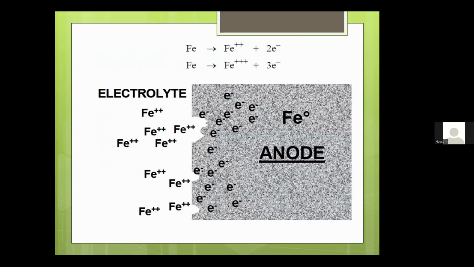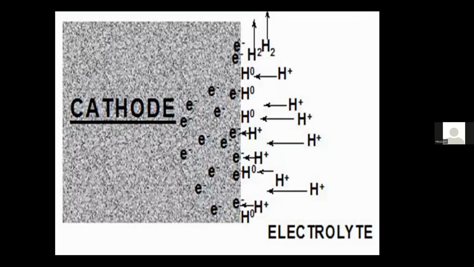This shows the oxidation of iron. The iron atom could be oxidized to form ferrous ion plus 2 electrons or ferric ion plus 3 electrons. Also at the cathode, the reduction reaction happens and hydrogen ions will gain electrons to form hydrogen atoms. Then two hydrogen atoms combine together to form a hydrogen molecule.